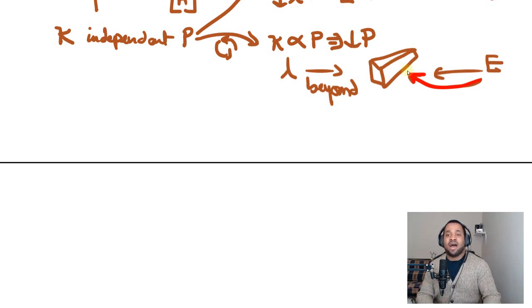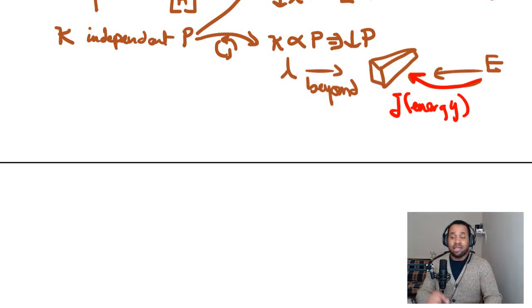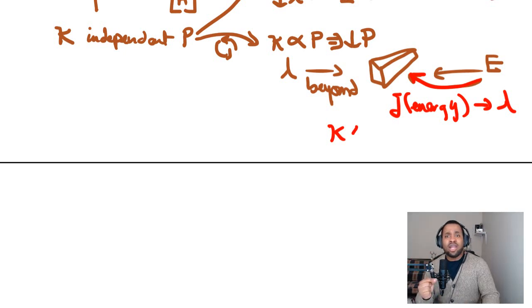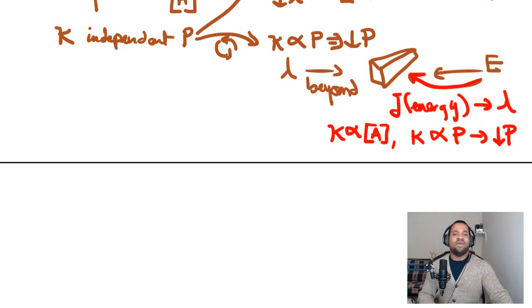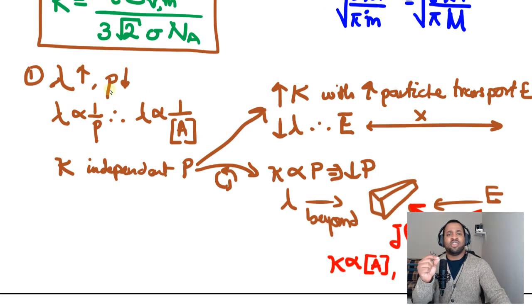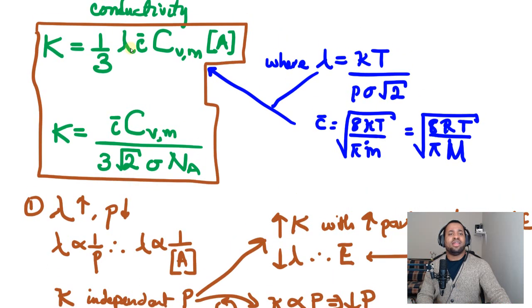Therefore, in this case, we have our specific energy flux to be highly dependent on the specific lambda, and therefore we have our thermal conductivity coefficient to be not only directly proportional to the concentration of our particles in this space right here, but also directly proportional to the pressure. Take note that this has to be done at very low pressures. So that is the first interpretation of this particular expression that we have right here.